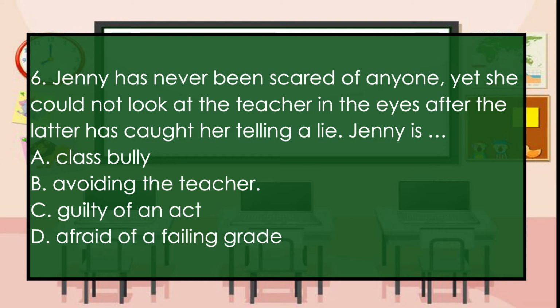Number 6. Jenny has never been scared of anyone, yet she could not look at the teacher in the eyes after the letter had caught her telling a lie. Jenny is A. Class bully. B. Avoiding the teacher. C. Guilty of an act. Or D. Afraid of a failing grade.